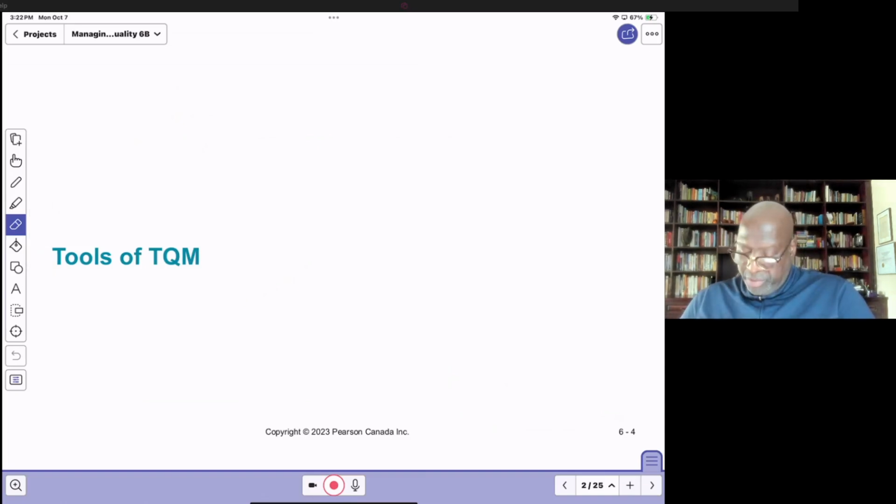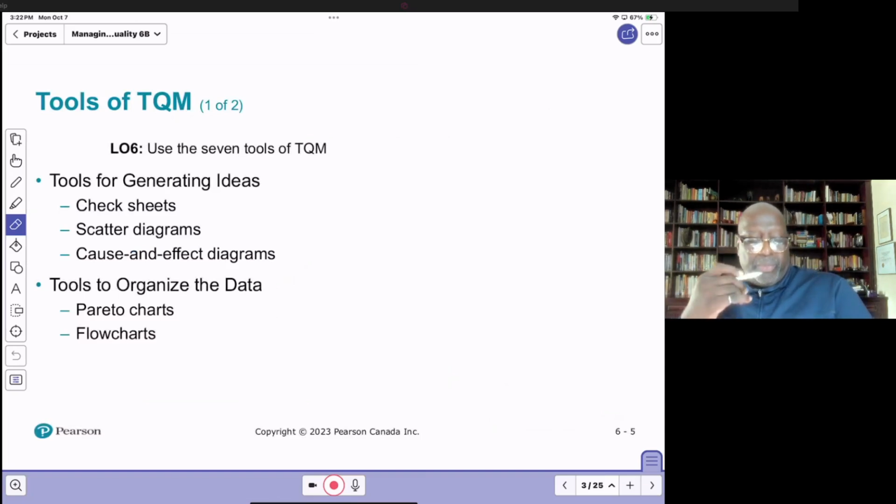What are some of those? So let's get into some of these tools. There are many tools, but we're going to take a look at 7 of them. There's a set of tools that can be used for generating ideas, particularly ideas to problems. What it allows us to do is to gather data and look for a pattern in the data. So check sheets is one of them.